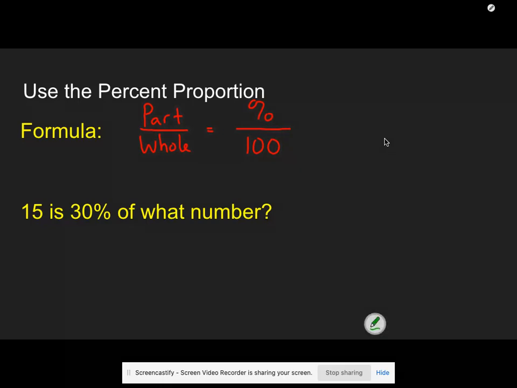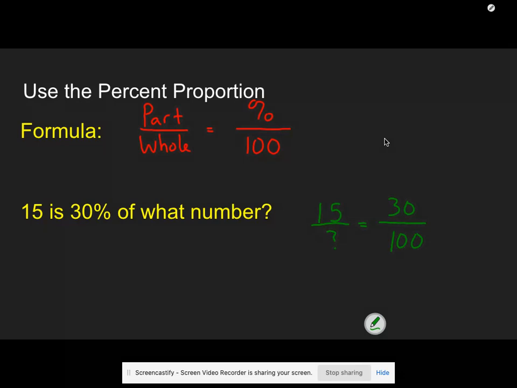So if we use this formula to do the next question, 15 is 30% of what number? Well, 15 and percent are going to match up in my ratios or in my proportion. So 15 equals 30 over 100. And sometimes you might want to make the percent first because that's easy to know. And we would just want to pair up the 15 with 30 because 15 is 30% of what number? What is the whole?